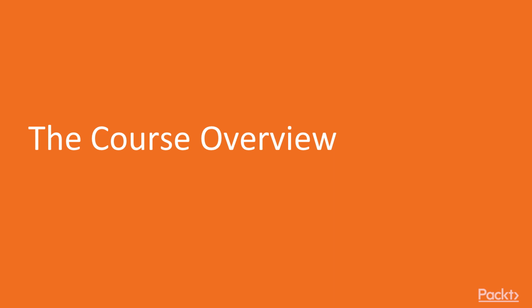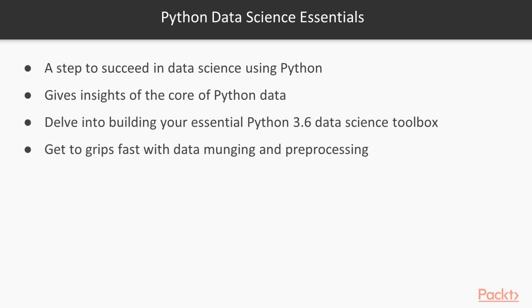This course takes you through all you need to know to succeed in data science using Python. Get insights into the core of Python data, including the latest versions of Jupyter Notebook, NumPy, Pandas, and scikit-learn. In this course, you'll delve into building your essential Python 3.6 data science toolbox using a single source approach, get to grips fast with data munging and pre-processing, and prepare for machine learning and visualization techniques.